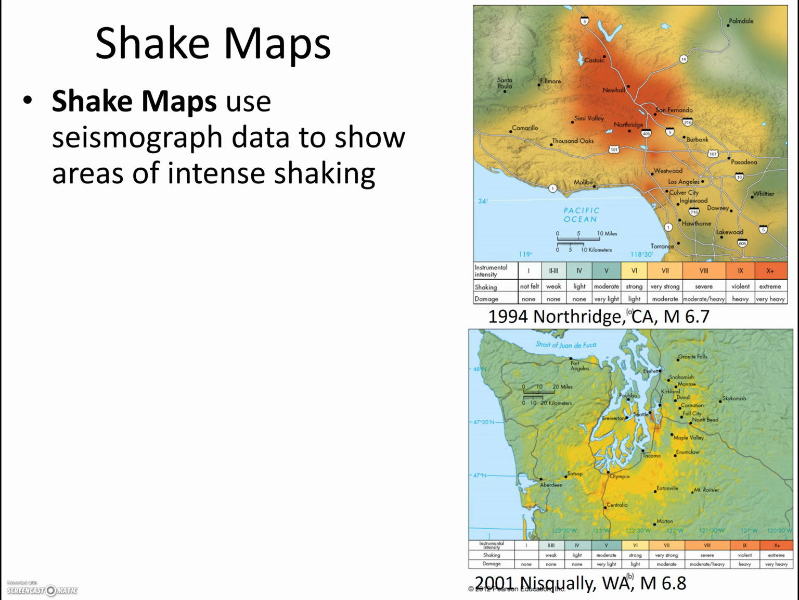Shake maps use seismograph data to show areas of intense shaking. These shake maps are for the 1994 Northridge, California moment magnitude 6.7 earthquake and the 2001 Nisqually, Washington moment magnitude 6.8 earthquake. These earthquakes have similar magnitudes, but the shake maps show much more intense shaking in the Northridge earthquake as compared to the Nisqually earthquake.